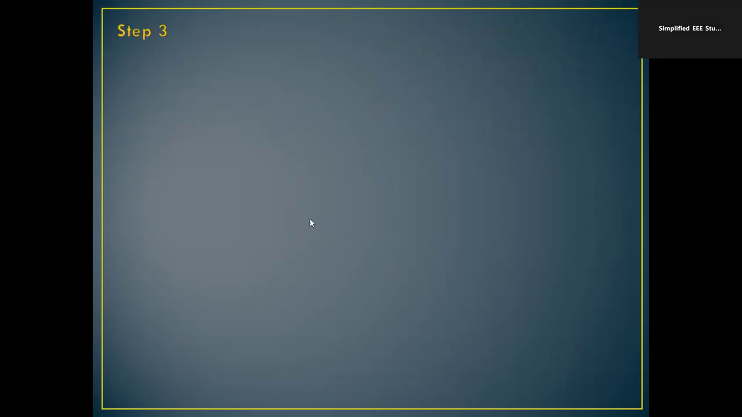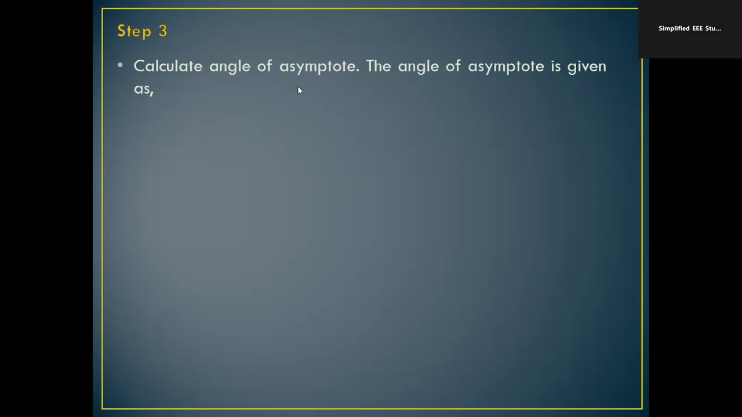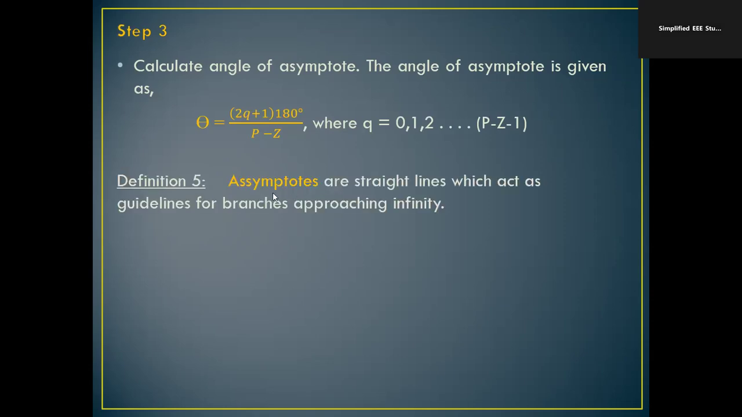So now what we are going to do is step number 3, calculate the angle of asymptote. Angle of asymptote is given by one of the important formulas, that is theta equal to (2q plus 1) into 180 degrees divided by p minus z. P is the number of poles, z is the number of zeros. Q you can take from 0, 1, 2, 3. The asymptotes are straight lines which act as guidelines for branches approaching infinity. Okay, it will act as a reference.